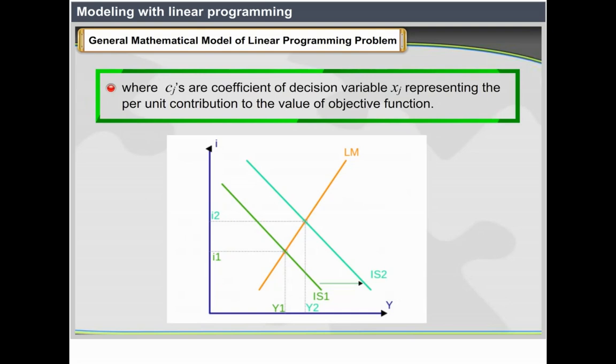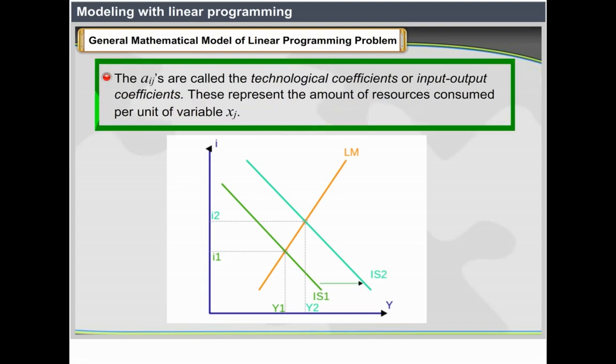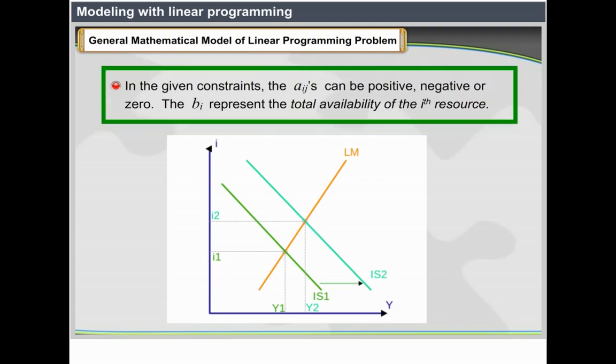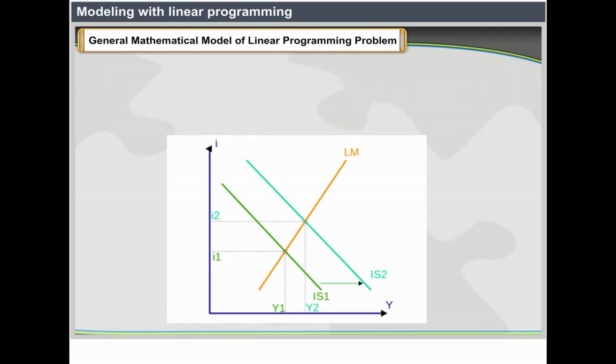where the cj's are coefficients of decision variables, xj representing the per unit contribution to the value of the objective function. The aij's are called the technological coefficients or input-output coefficients. These represent the amount of resources consumed per unit of variable xj. In the given constraints, the aij's can be positive, negative or 0. The bi's represent the total availability of the ith resource.